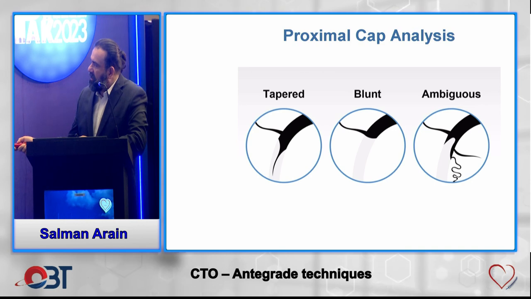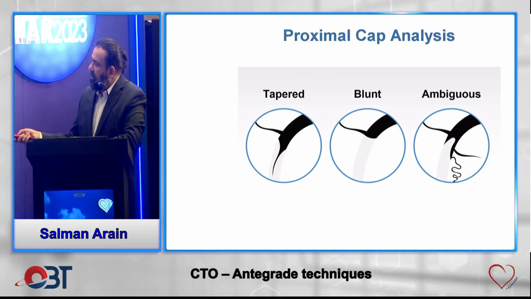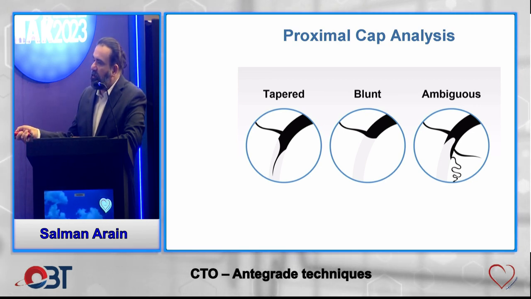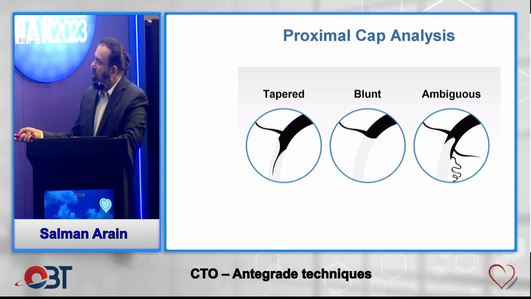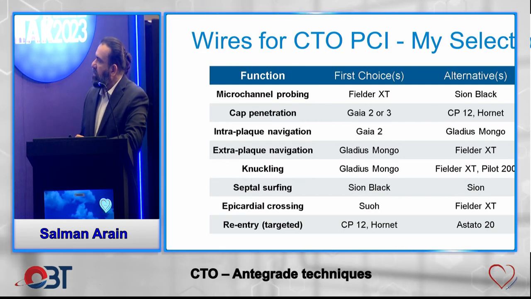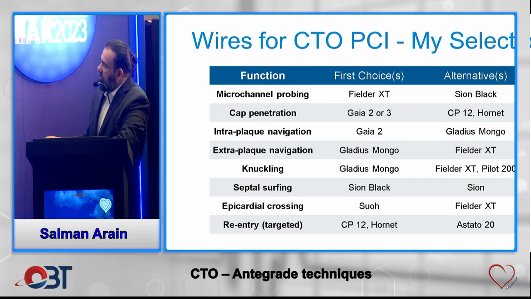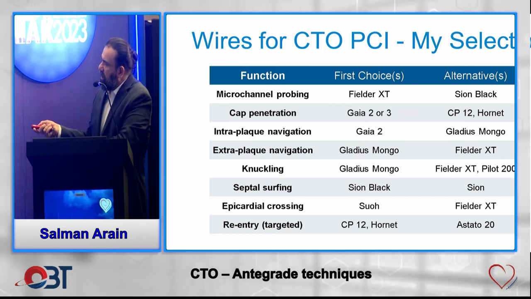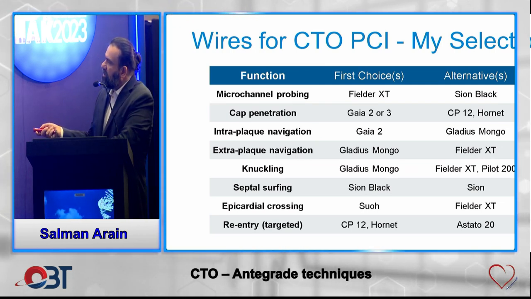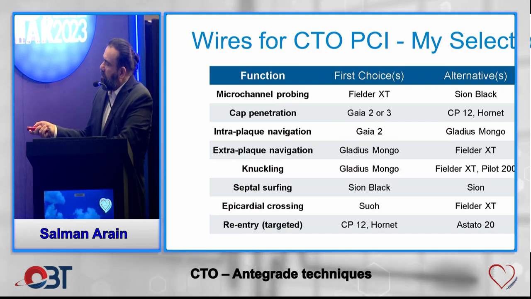And so if it's something like this, I like to use a hydrophilic wire, something like a Fielder XT. If it's something blunt like this, I will try a hydrophilic wire, but typically the hydrophilic wire will prolapse into the side branch. In that case, I will go ahead and take a Gaia 2 or something to puncture through the cap. And I showed this yesterday. Some of you already have a copy of this. This is my choice of wires. Again, you get used to it, and according to your local market or local availability, you choose the wires. But the bottom line is, for microchannel probing in a tapered cap, I will use this. For a blunt cap, I will use something like this.